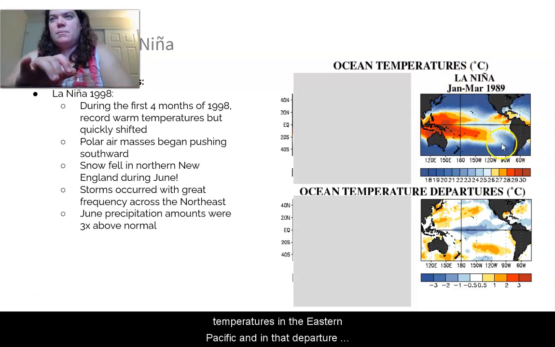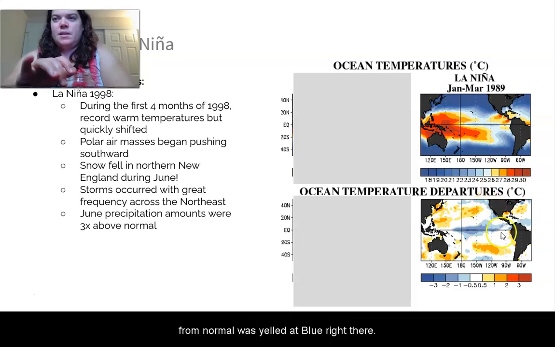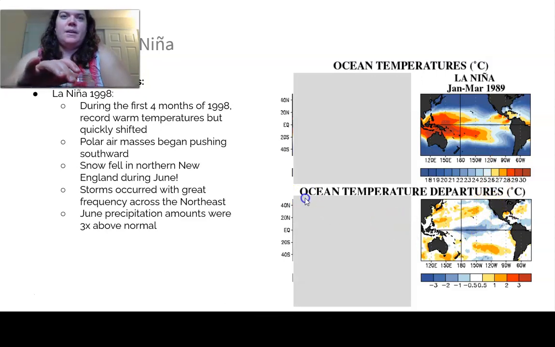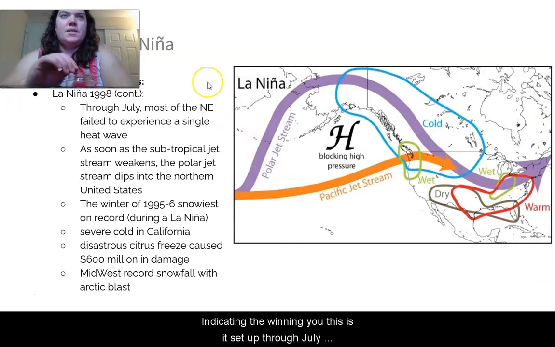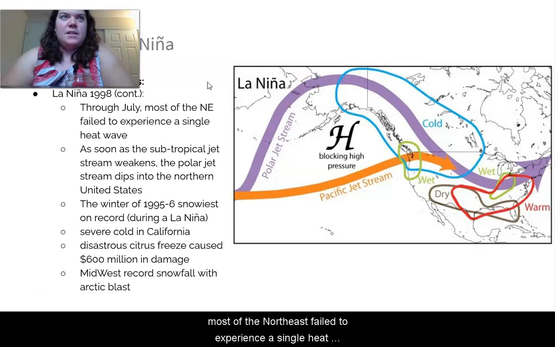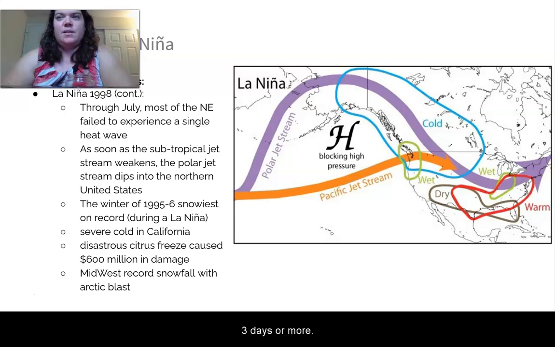And this is kind of what a La Niña looks like. We see colder temperatures in the eastern Pacific, and then that departure from normal, we see all that blue right there, indicating the La Niña. So this is its setup. Through July, most of the Northeast failed to experience a single heat wave. A heat wave is, again, 90-degree plus weather for at least 3 days or more. So no 90-degree days this year.